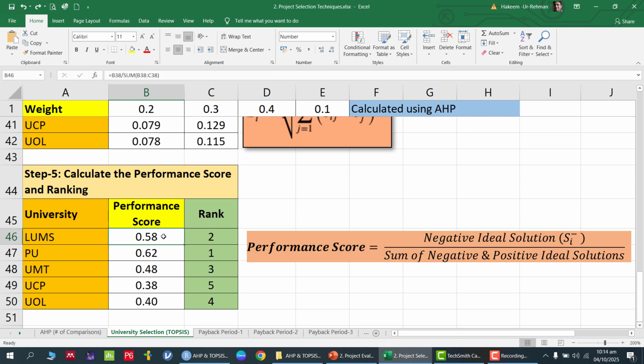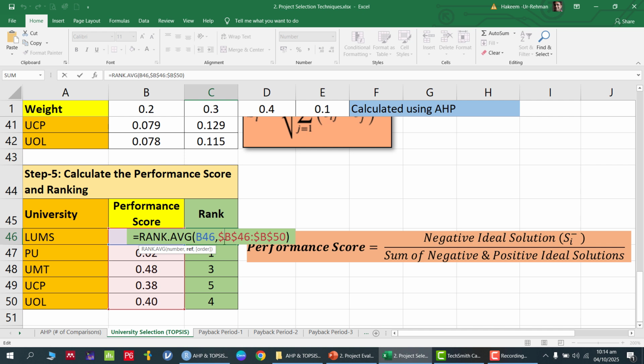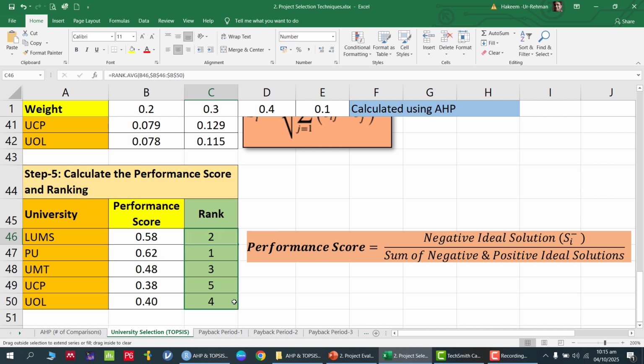So we are going to get this performance score, right? Once we have applied it on the first one, we can drag and drop. And then in order to rank it, we are saying the ranking of these values from these metrics is based on the highest score. Okay, so once we have applied this rank, now we are getting that because we are calculating this performance score from the negative ideal solution divided by the sum. So that means the higher the performance score, the better the alternative is.